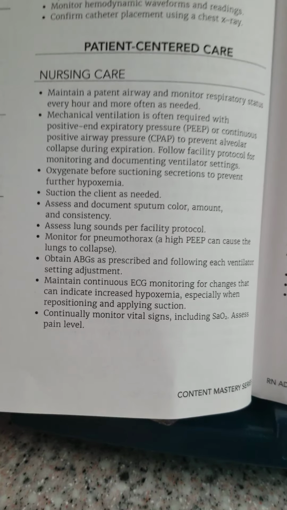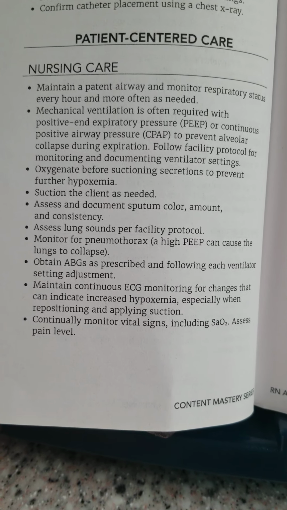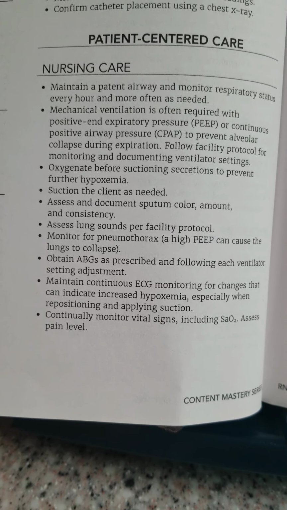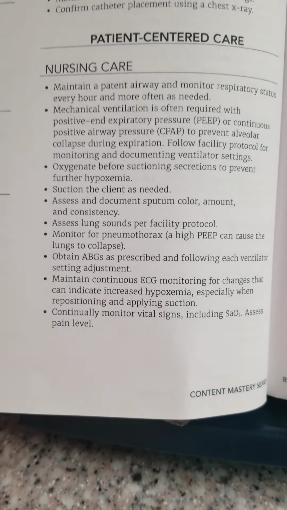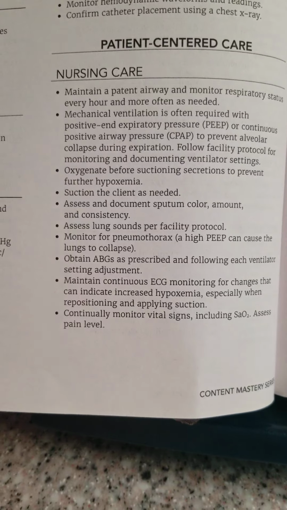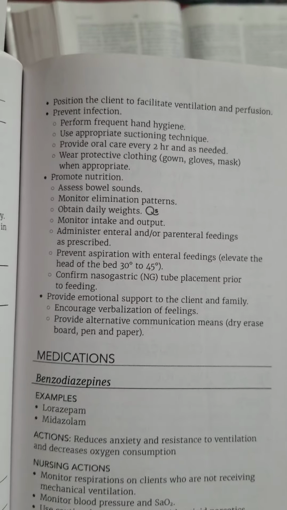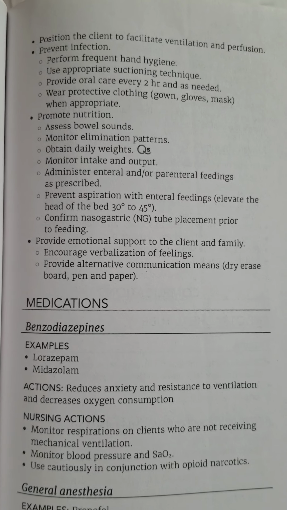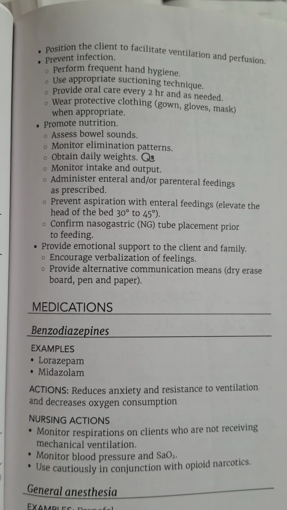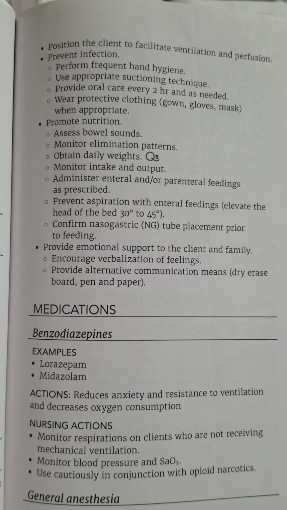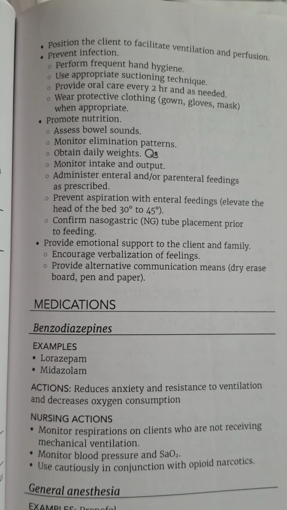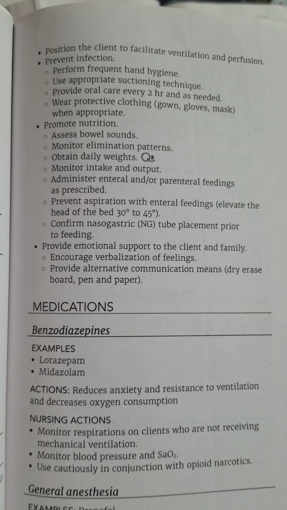Maintain continuous ECG monitoring for changes that can indicate increased hypoxemia, especially when repositioning and applying suction. Continually monitor vital signs, including SaO2, and assess pain level. Position the client to facilitate ventilation and perfusion. Prevent infection. Perform frequent hand hygiene. Use appropriate suctioning technique. Provide oral care every 2 hours as needed. Wear protective clothing such as gown, gloves, and mask when appropriate.